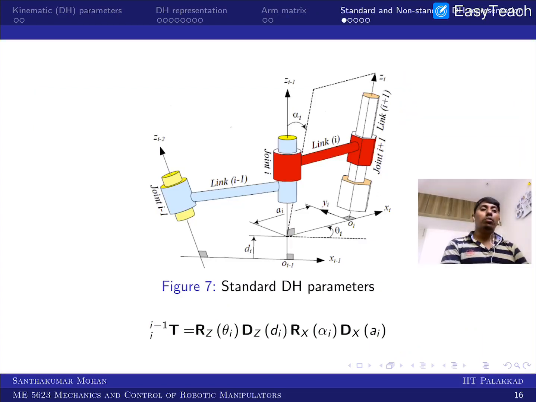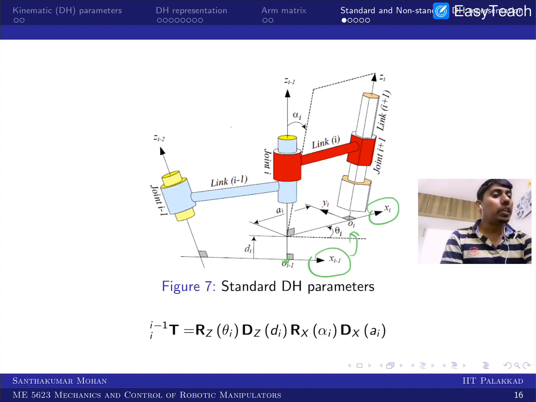So this is what we call the standard Denavit-Hartenberg parameters. You take the i-th frame and look at what rotation is needed from the i minus 1 frame to the i frame. This is x_{i-1} and this is x_i. You first rotate about z_{i-1}, trying to make x_{i-1} parallel to x_i. That is called theta_i. So that's the first operation.